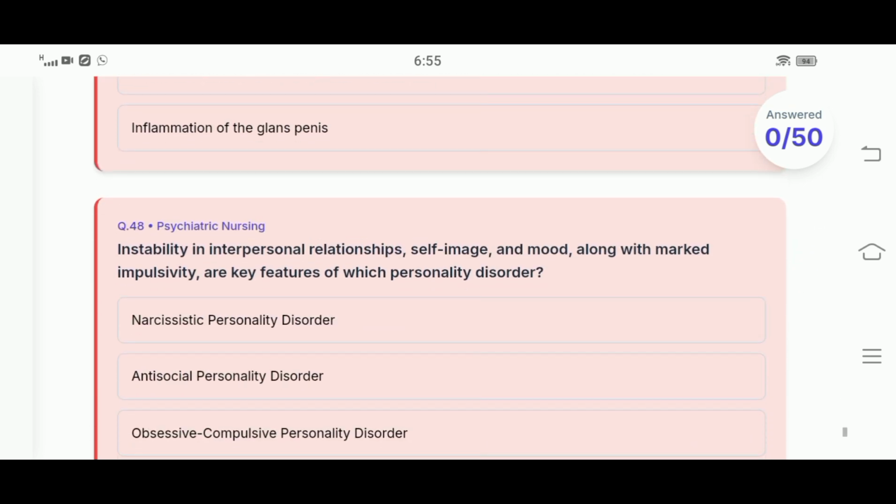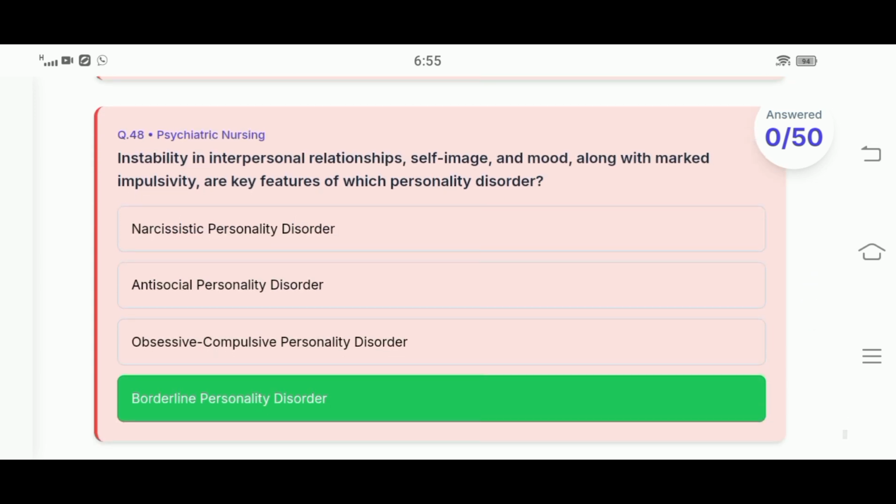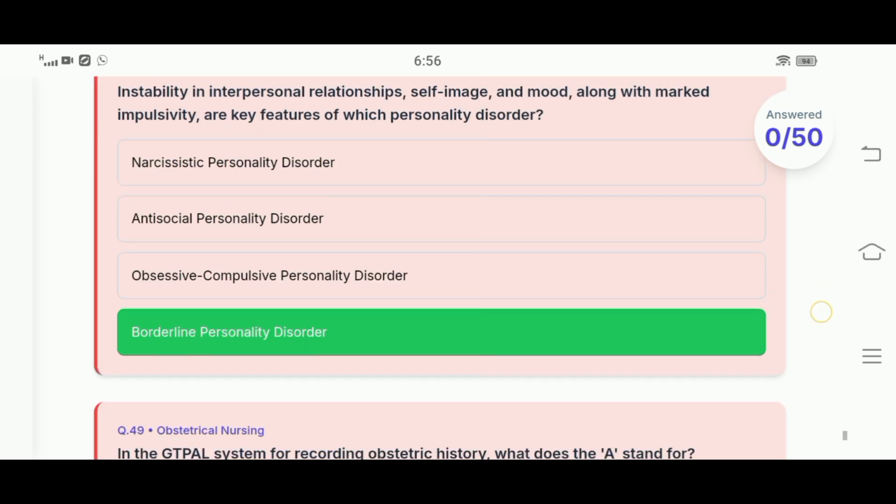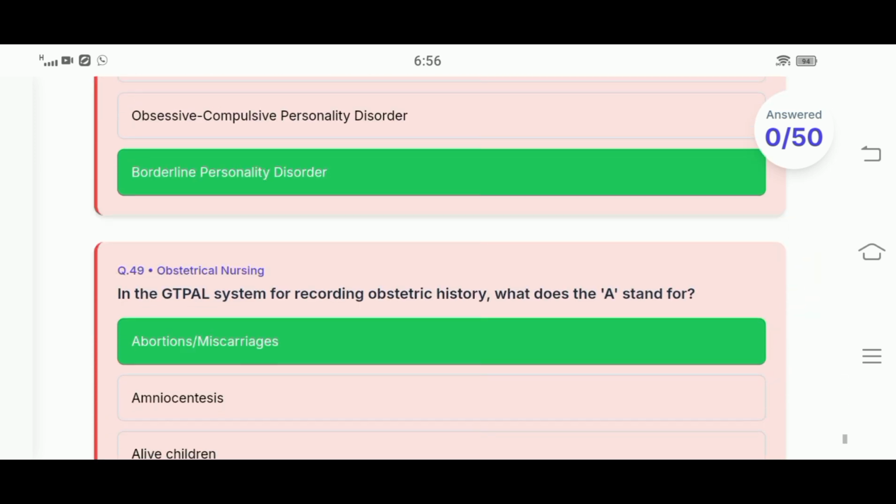Next, 48. Psychiatric nursing. Instability in interpersonal relationships, self-image and mood, along with marked impulsivity, are key features of which personality disorder? Options are A. Narcissistic personality disorder, B. Antisocial personality disorder, C. Obsessive compulsive personality disorder, and D. Borderline personality disorder. So the correct answer is D.